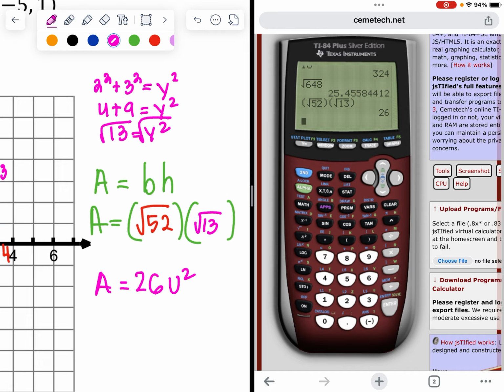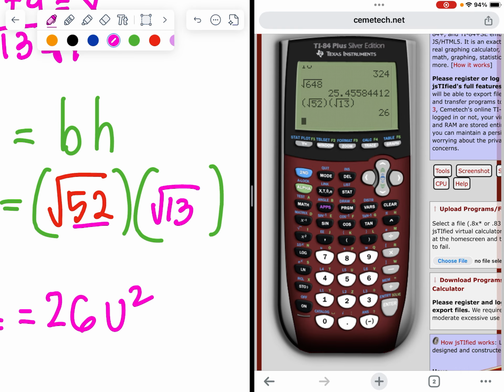So what you could also do to get this answer is you can multiply the numbers underneath the radicals. The radicals is just a fancy name for square roots. 52 times 13. And this is the same thing as the square root of 676. If you put square root of 676 in your calculator, you can see that that itself is 26.